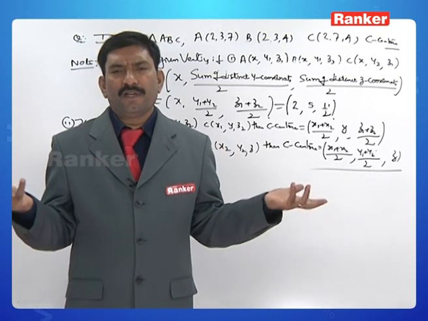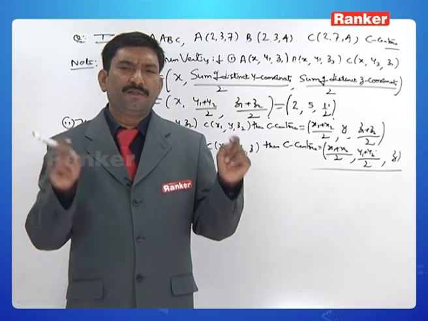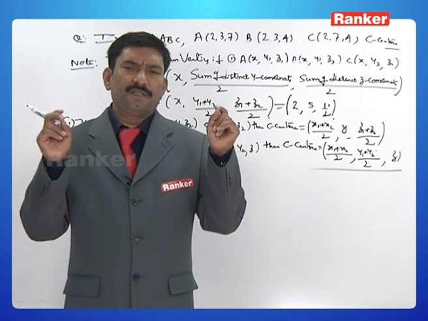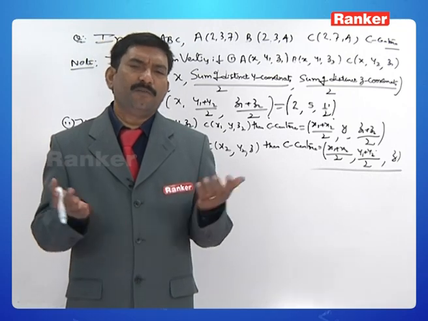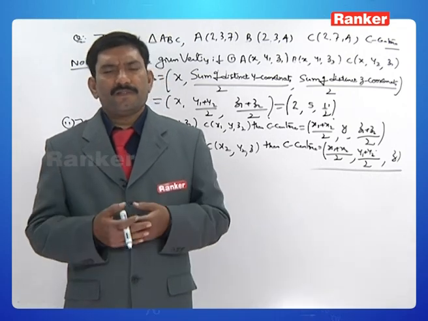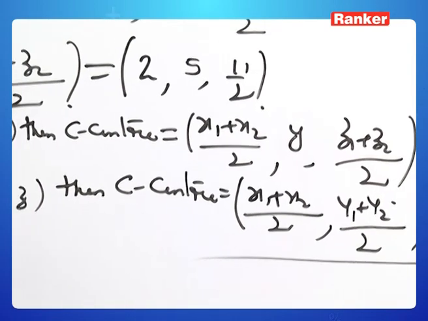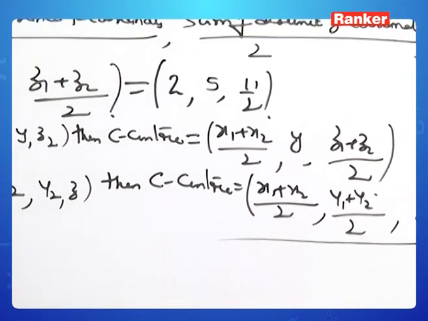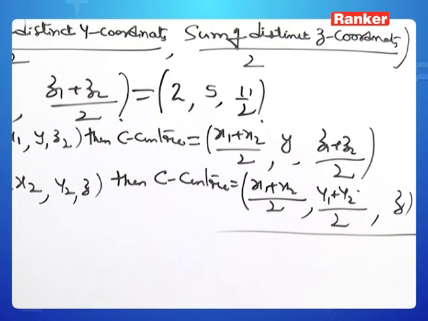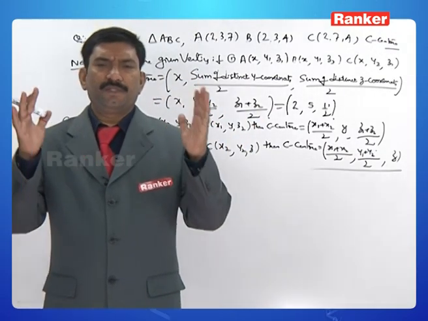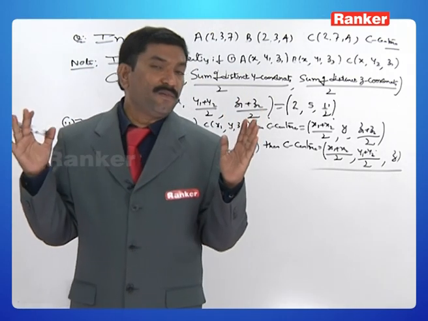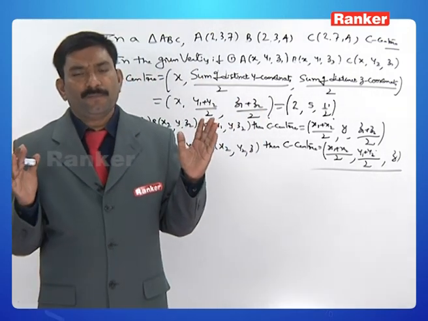In an equilateral triangle, circumcenter is equal to orthocenter is equal to incenter is equal to centroid, because all will be coinciding. Therefore, instead of finding, you can apply the centroid directly. What's the centroid formula? (x1 + x2 + x3)/3, comma, (y1 + y2 + y3)/3, next (z1 + z2 + z3)/3. That is for an equilateral triangle.